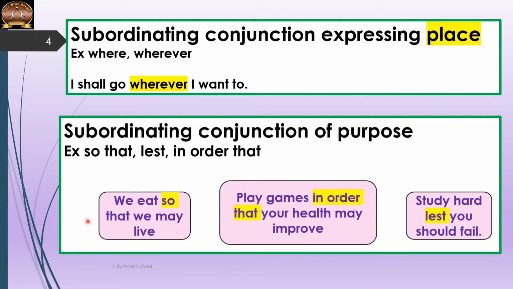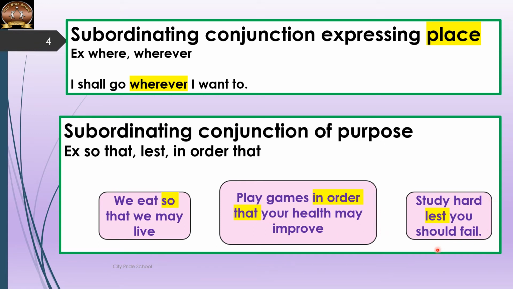Examples are: we eat so that we may live. It is telling us the purpose. We eat is the main clause. So that we may live is telling the purpose. Now, play games is a complete sentence, the main clause. In order that your health may improve. So in order that your health may improve is a subordinate clause, and in order that is your subordinating conjunction.